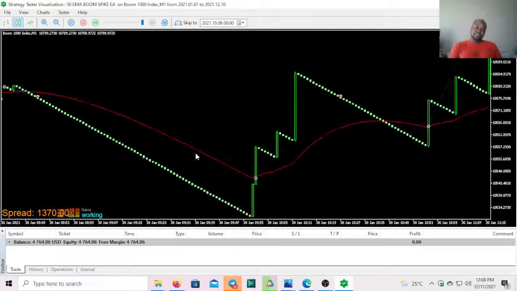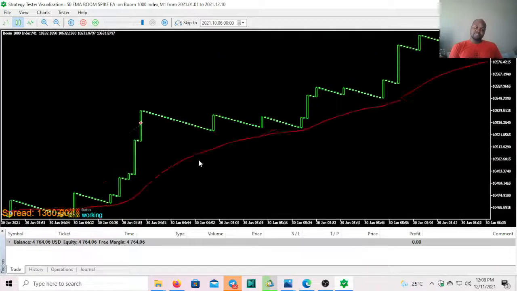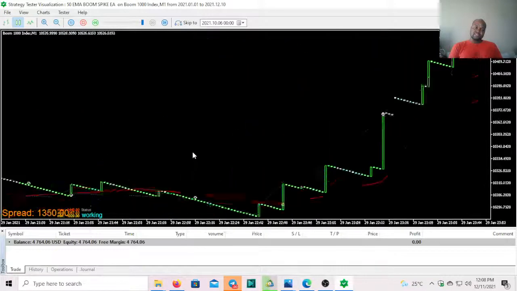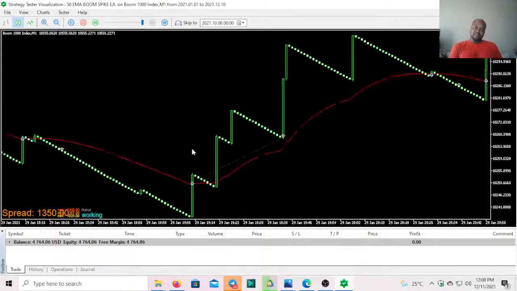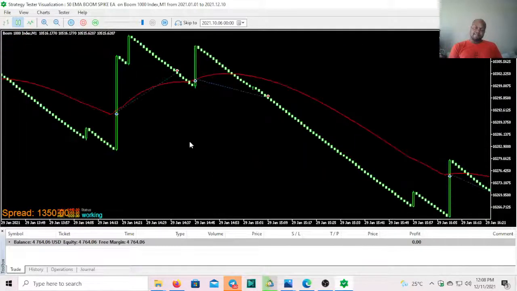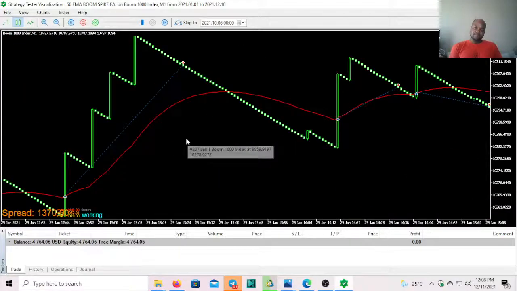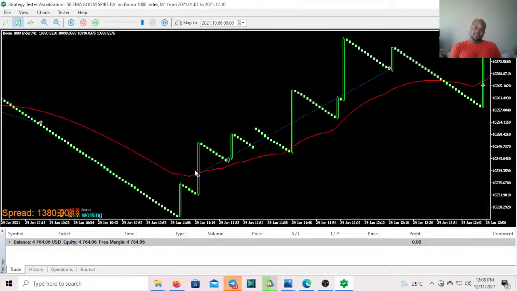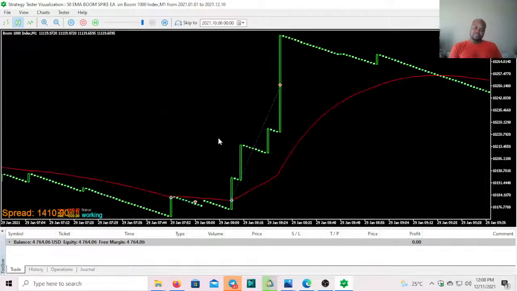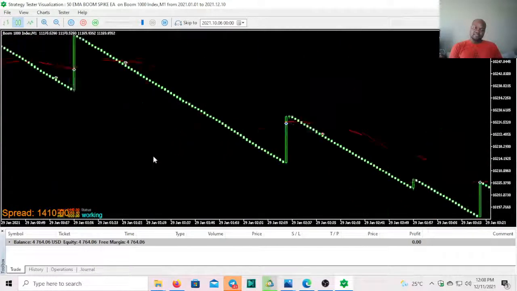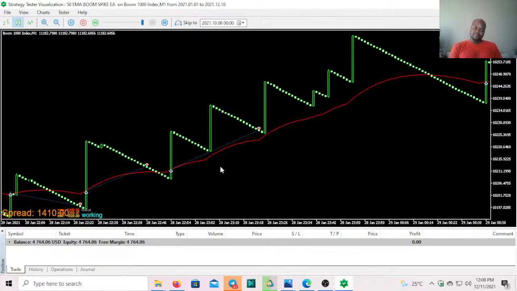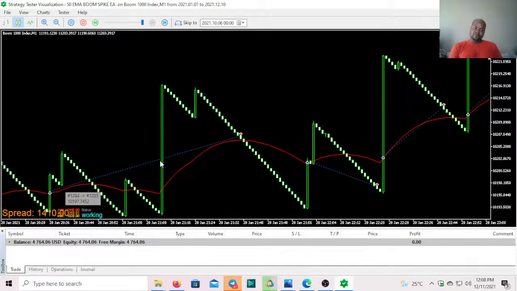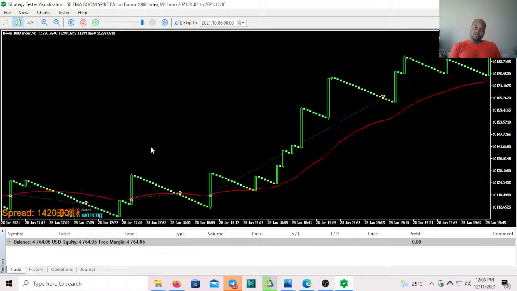So you can adjust the lot size, the trailing stop, the stop loss, the take profit. You'll be able to adjust that. This was perfect. And here again it was also perfect. You'll be making a lot of money here. It was also perfect. Also again here you're going to catch a lot of pips. Here again this was amazing.